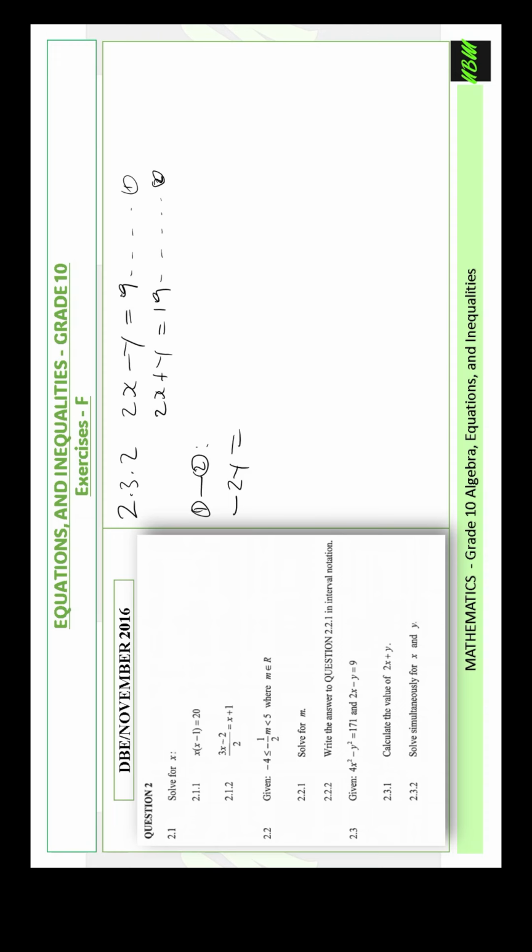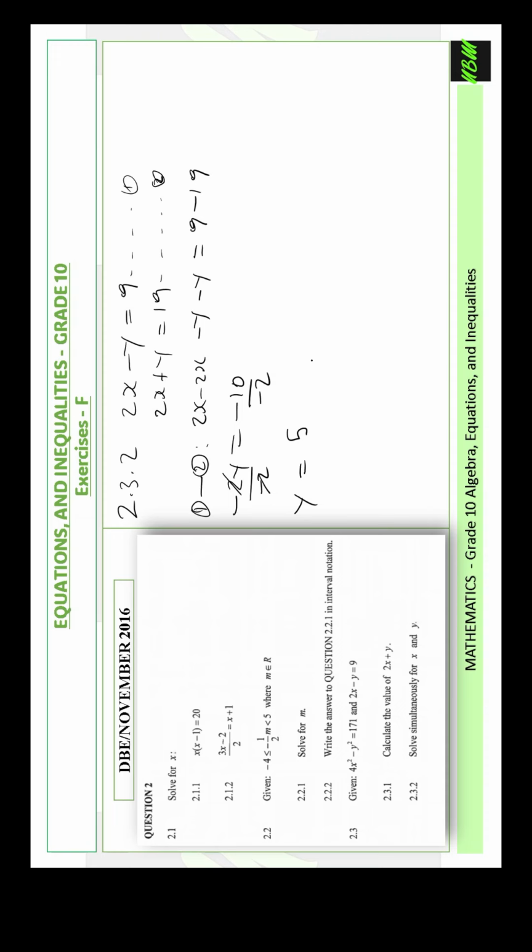In equation 1, we have 9 minus 19 gives us minus 10. Meaning we're having 2x minus 2x, and then minus 2y is equal to 9 minus 19. That's what we mean by subtracting the two equations. Then solve for y, divide both sides by negative 2. Negative 2 divided by negative 2 is 1. Then y will be equal to positive 5.